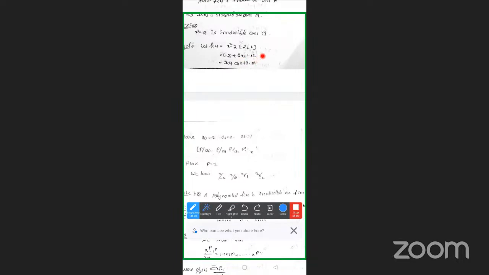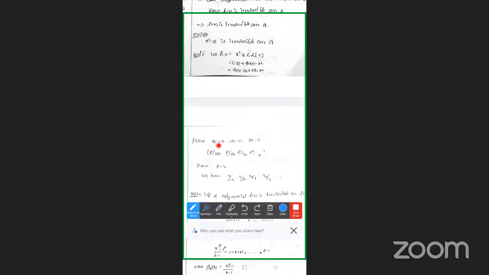So next, compare this polynomial with a naught plus a1 into x plus a2 into x square, where the coefficients are a naught is minus 2, a1 is 0, a2 is equal to 1. So by using Eisenstein criterion, p divides a naught, p divides a1, p does not divide the last term an. So p does not divide an is nothing but p does not divide a2. So next, p square does not divide a naught. So we are choosing p equal to 2, or we can take any prime number. P is prime, so we can take any prime number.